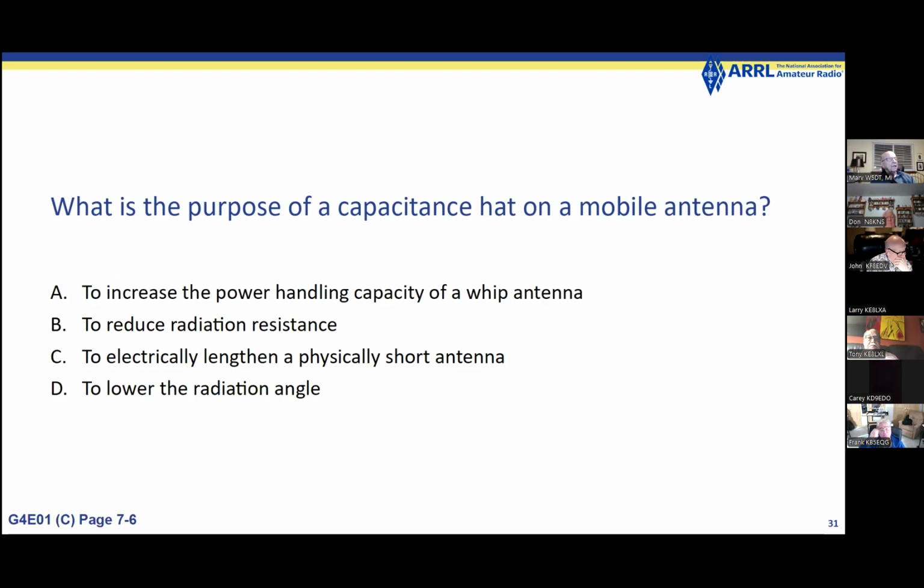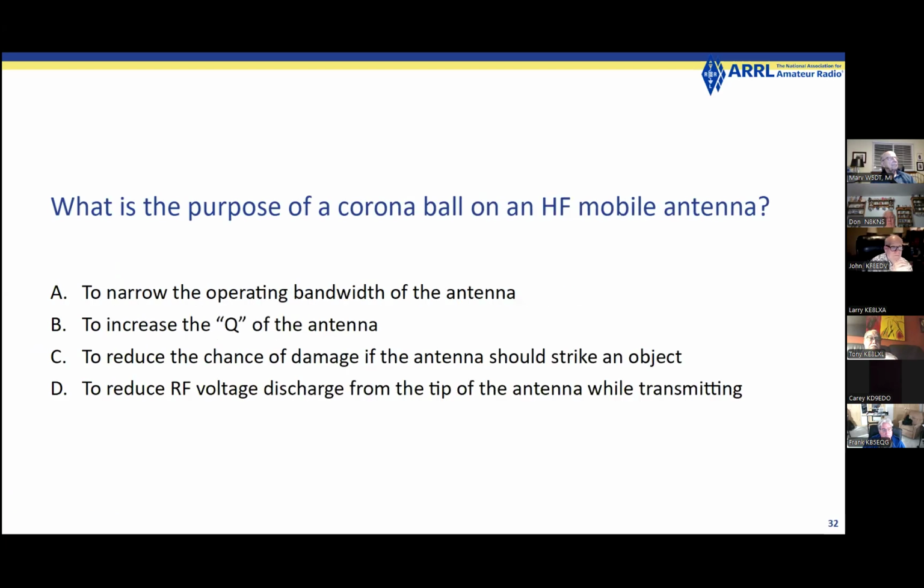C, yes, to electrically lengthen a physically short antenna. What is the purpose of a corona bulb on a HF mobile antenna? To narrow the operating bandwidth of the antenna, to increase the Q of the antenna, to reduce the chance of damage if the antenna should strike an object, to reduce RF voltage discharge from the tip of the antenna while transmitting. D. D is the answer.